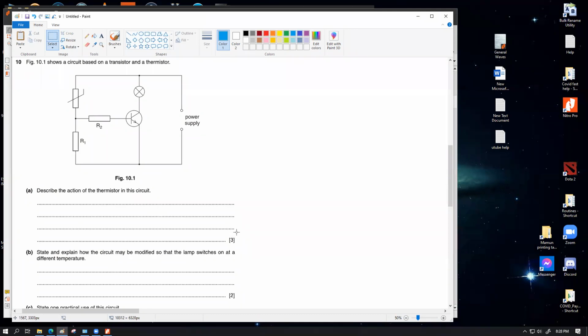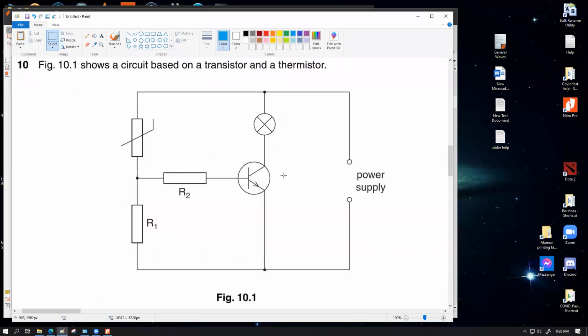Figure 10.1 shows a circuit based on a transistor and a thermistor. Describe the action of the thermistor in the circuit. First I will explain the full detailed working of the whole circuit, then you can write the different defined parts that you have to fill up over here. So let me go ahead and explain how this circuit is going to work.